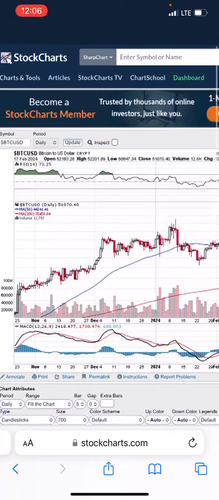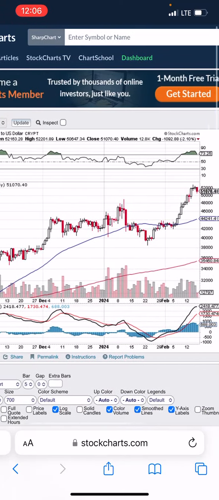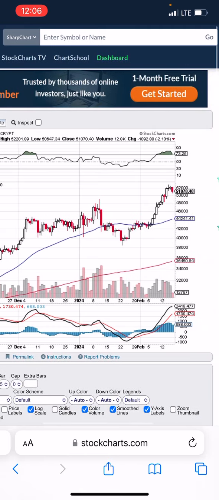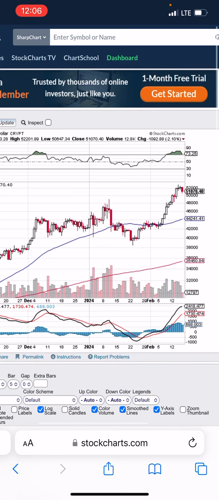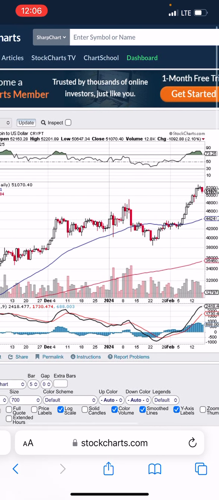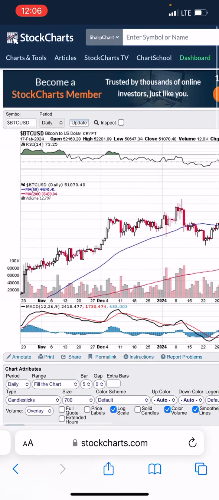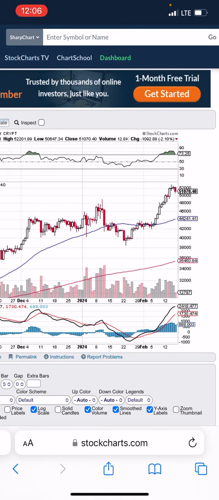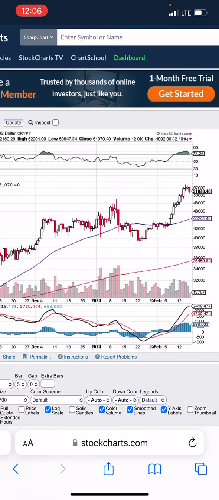as RSI, averages, MACD, the 50-day, 72-day, 200-day, 100-day, whatever you use. It follows basic technicals, basic fundamentals of support and resistance. And it's just easy to trade.